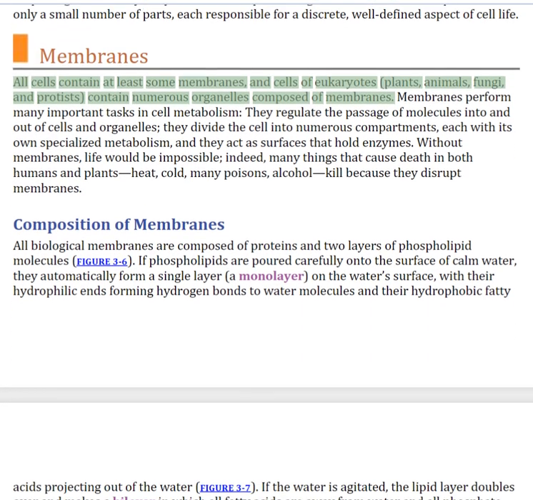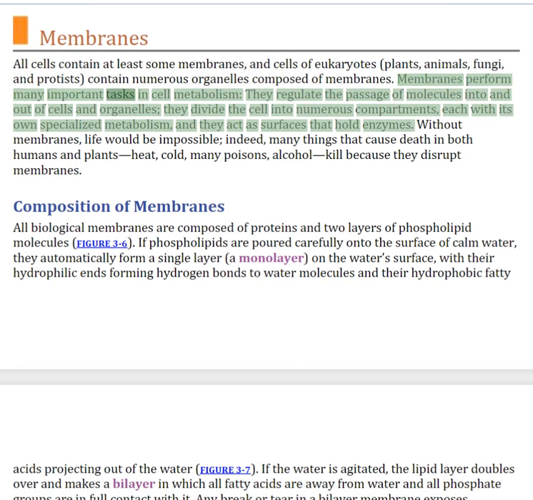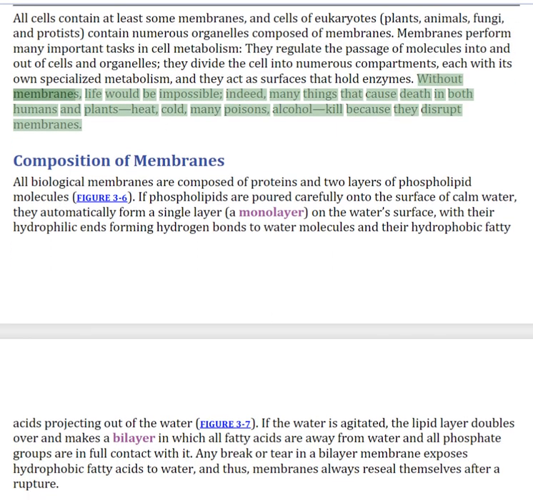Membranes. All cells contain at least some membranes, and cells of eukaryotes contain numerous organelles composed of membranes. Membranes perform many important tasks in cell metabolism. They regulate the passage of molecules into and out of cells and organelles. They divide the cell into numerous compartments, each with its own specialized metabolism, and they act as surfaces that hold enzymes. Without membranes, life would be impossible. Indeed, many things that cause death in both humans and plants, heat, cold, many poisons, alcohol, kill because they disrupt membranes.